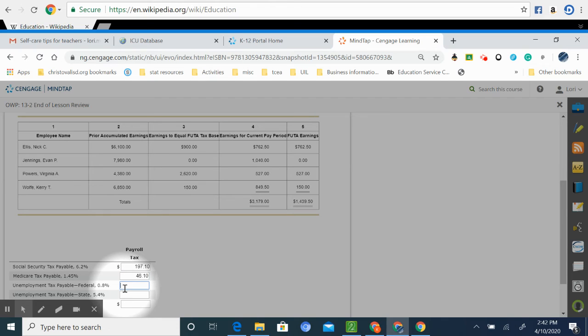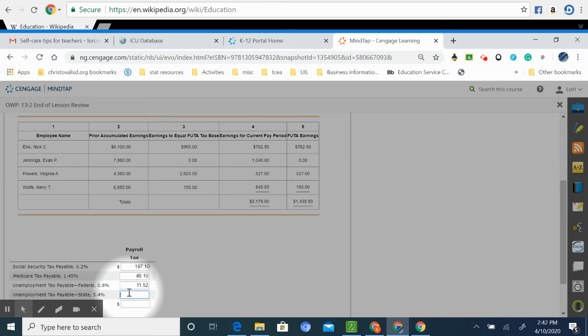So we have 0.008 times 1439.50 gives you $11.52. And again, I don't know if I told you this at the beginning of this, but you're rounding according to normal rounding rules. So if it's got a long decimal, round it like you would normally round.